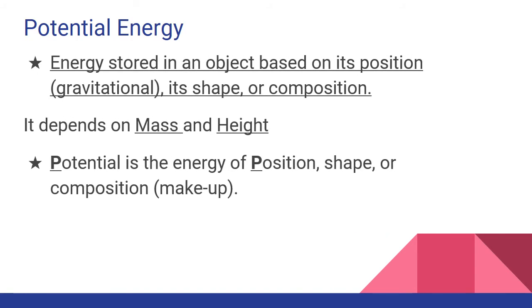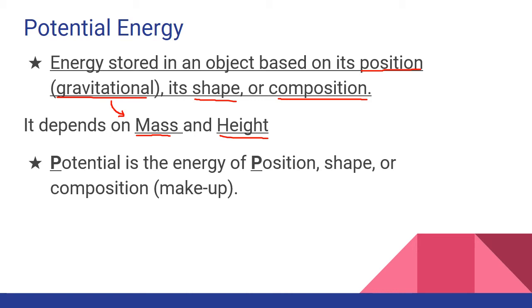The other type of energy we can have is called potential energy. Potential energy is energy that is stored in an object, and you can base it on three things. You can either look at its position, which is what we'll look at most of the time, and that's related to gravity. You can look at its shape, or you can look at its composition and what it's made out of. This gravitational energy depends on two things. We're going to look at mass and we're going to look at height.